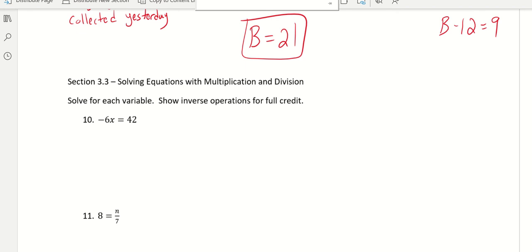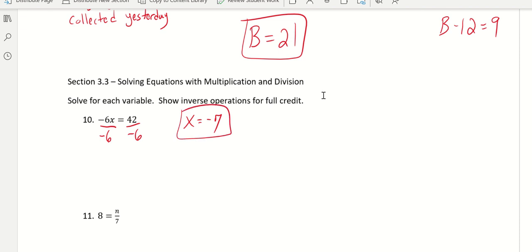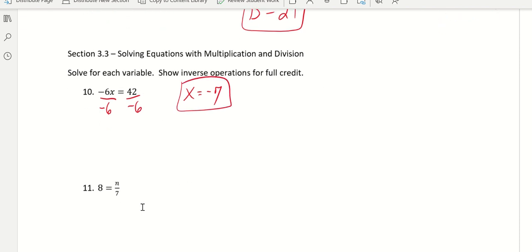Section 3.3. Solving equations with multiplication and division. Solve for each variable. Show inverse operations for full credit. 10, negative 6x equals 42. What is the operation between the x and the negative 6? That is multiplication. The inverse of multiplication is division. So we divide by negative 6 on both sides. X is equal to negative 7. X is equal to negative 7 on that one, right? Positive 42 divided by negative 6 is negative 7.